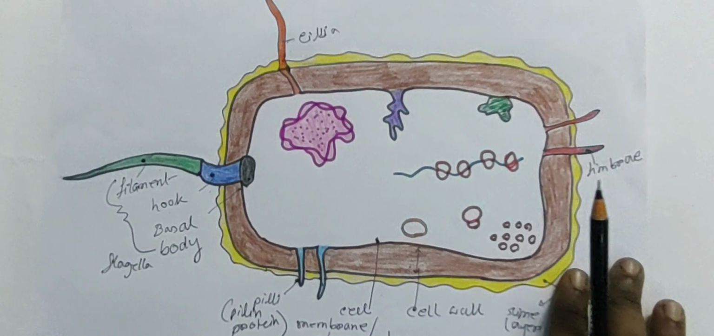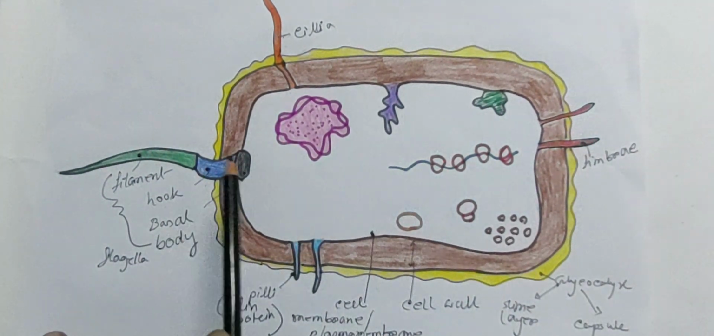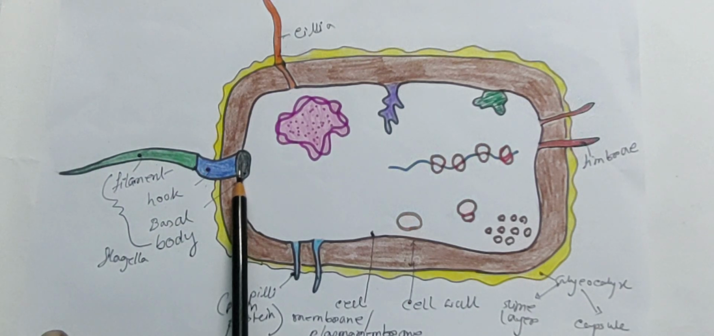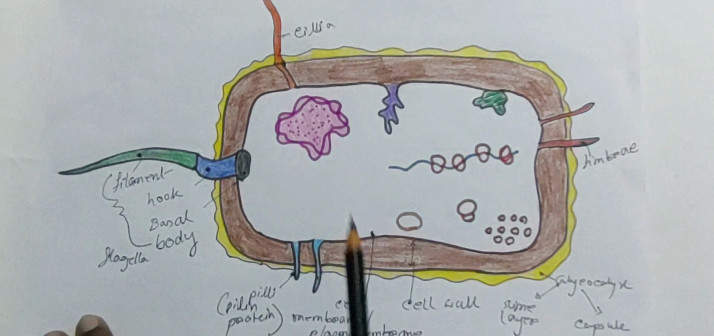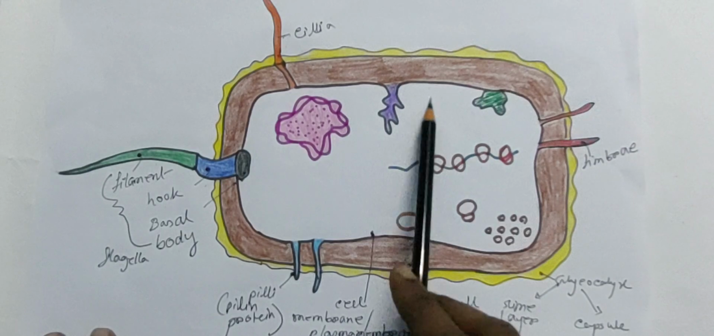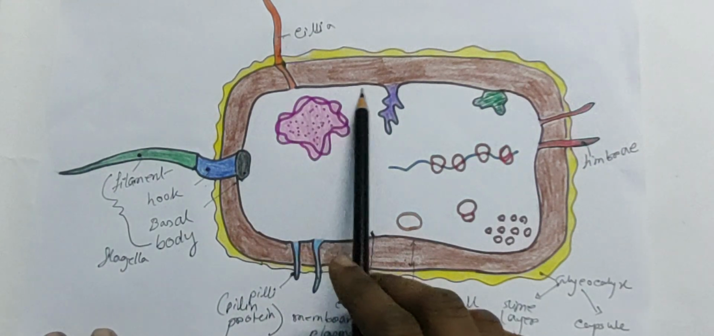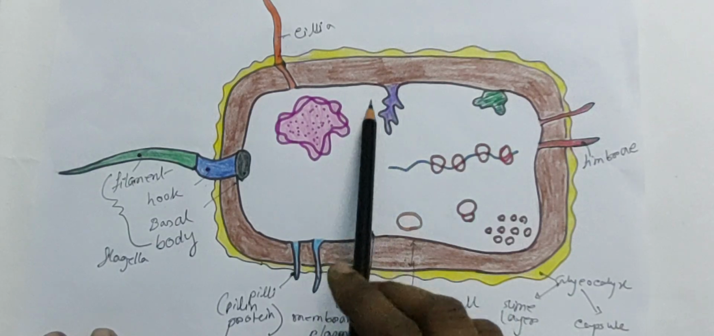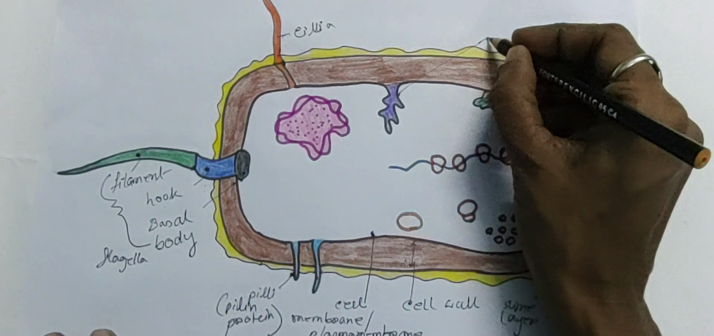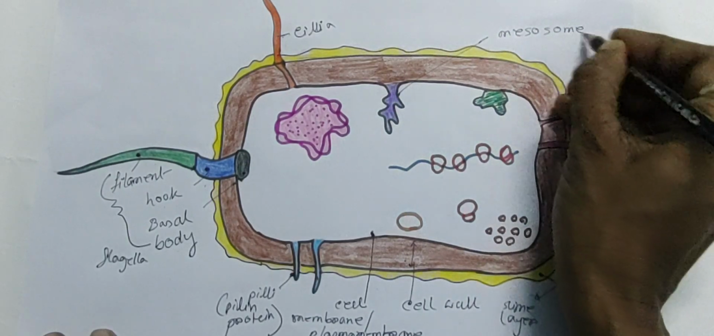So these are the four structures we can find at the outer covering. Flagella has three parts: filament, hook and basal body. Now we are coming to the inner part of the bacteria. Look, here is the plasma membrane. The plasma membrane folds at some points and forms a structure called mesosome.